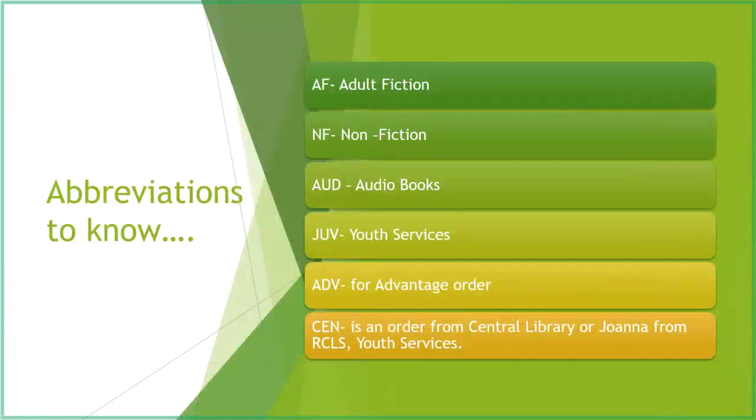So here are some abbreviations to know. AF is adult fiction. SEN is an order from Central Library, or Joanna from RCLS from Youth Services. ADV is an Advantage order. JUVE is Youth Services. AUD is audiobooks. And nonfiction is usually, because it's just one big card I order, I combine audiobooks and ebooks in it, just as an FYI to you.